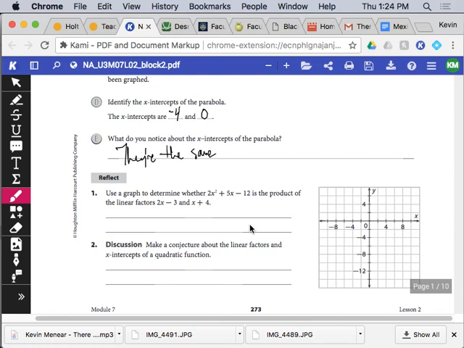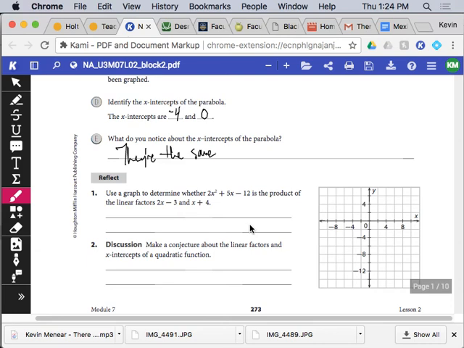reflect. Number 1, use a graph to determine whether 2x squared plus 5x minus 12 is the product of linear factors 2x minus 3 and x plus 4. So it wants me to use a graph to determine whether this is a product of this and this. How can I do that? Well, if it is a product of these two linear factors, what do I know about them? They'll have the what?